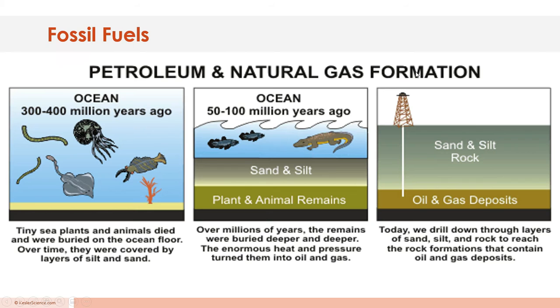So, petroleum and natural gas formation. The ocean, 300 to 400 million years ago, we have all these plants and animals. They died. They got buried on the ocean floor. Over time, they get covered in sand and silt. So here we see them. Plant and animal remains, sand and silt. And they get buried deeper and deeper and deeper. This results in a lot of heat and pressure because they're being squished down constantly. That eventually turns them into oil and gas. And then today we drill down through layers of all this sand, silt, and rock to reach the oil and gas deposits that are buried deep down under there.